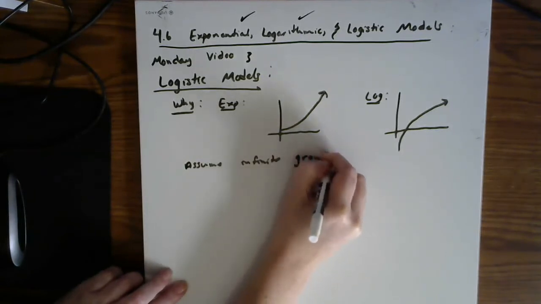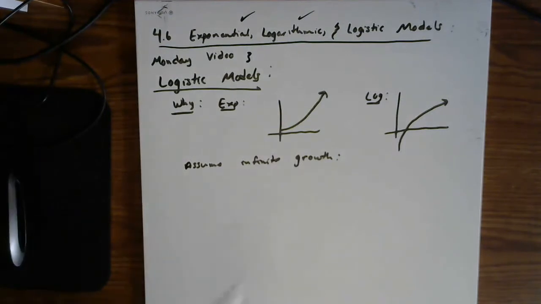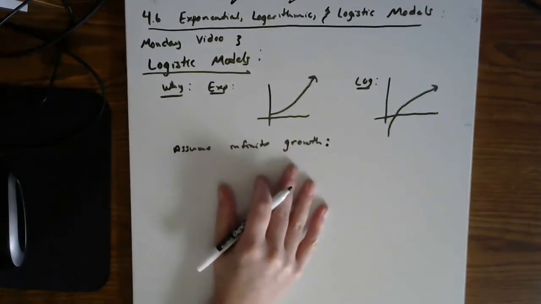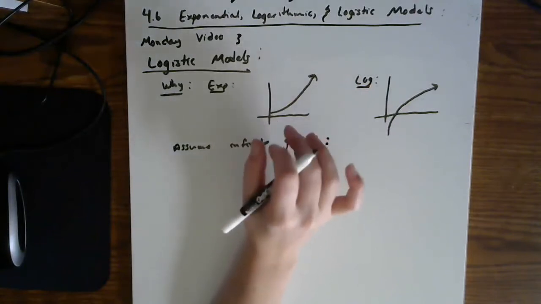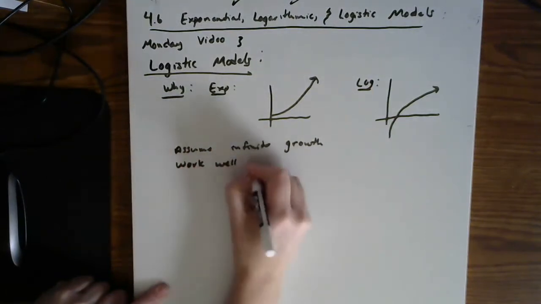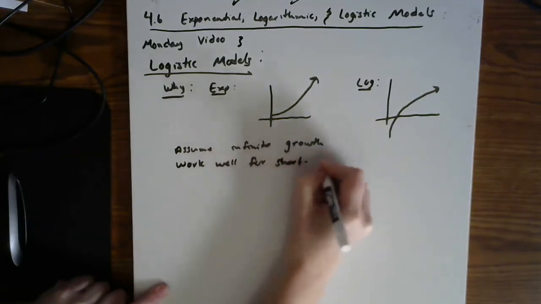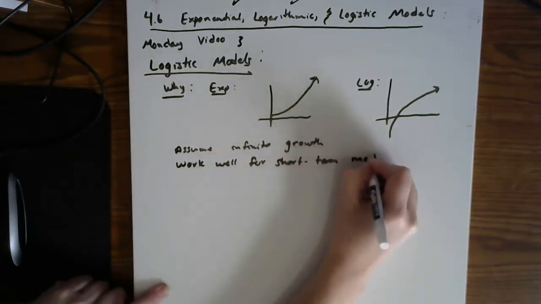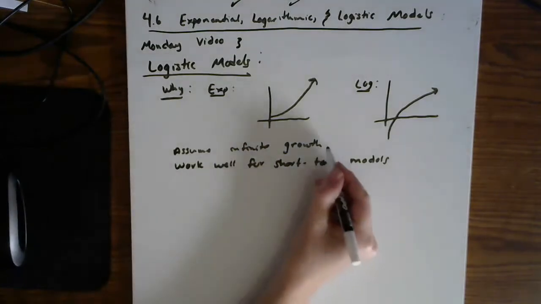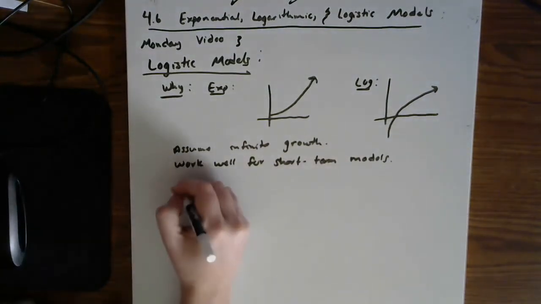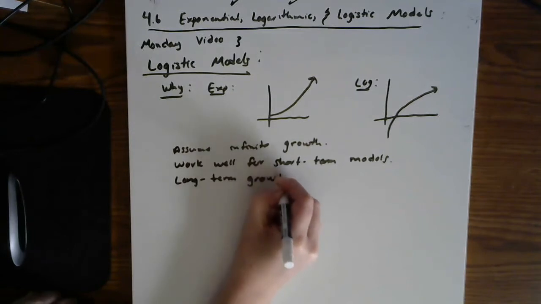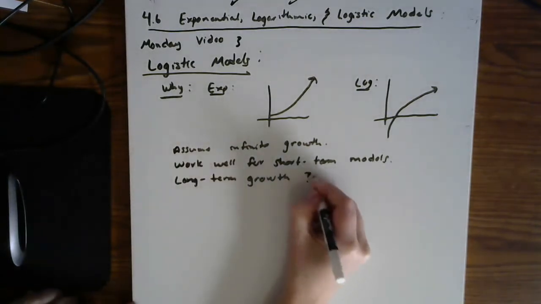Now usually this is a conversation that I like to have in a classroom setting, but I'll do our best over Zoom. This is a really poor assumption to make. These models work really well for short-term models. If you're just talking about maybe a couple of hours or days or weeks, or heck, even a couple of decades, these models can work fine. But if you're talking about long-term growth, like centuries or millennia, then you run into problems.